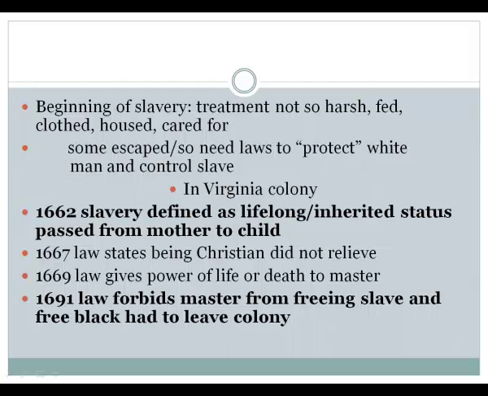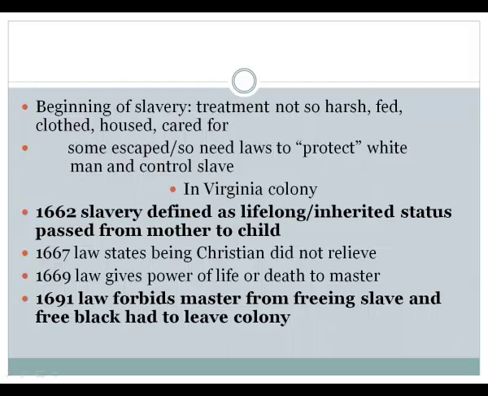For instance, in the Virginia colony, in 1662, slavery is being defined as lifelong inherited status passed from mother to child. 5 years later, the law states that just being a Christian did not stop you from being a slave, and there had been some talk about this. 2 years later, the laws passed that gives the power of life or death to the master. 2 years later, the laws passed that it forbids the master from freeing his slave, and the free blacks that are in the colony have to leave.